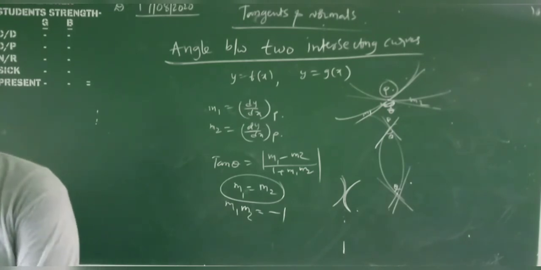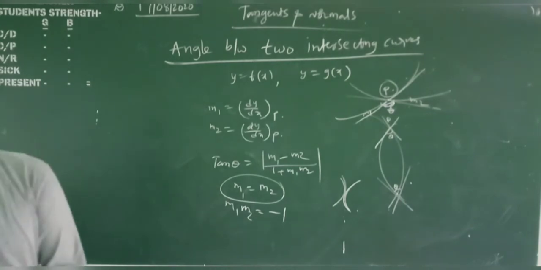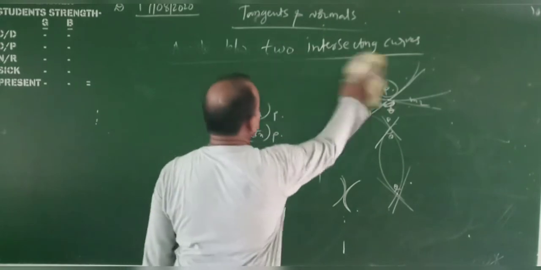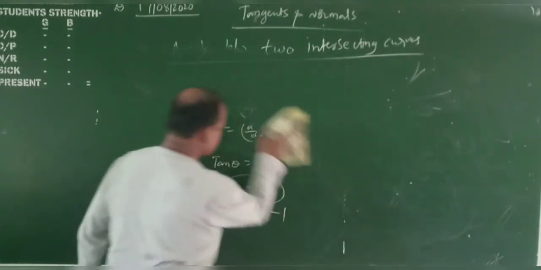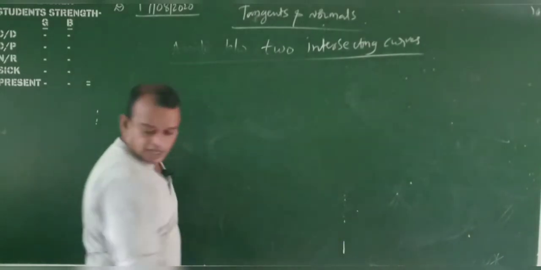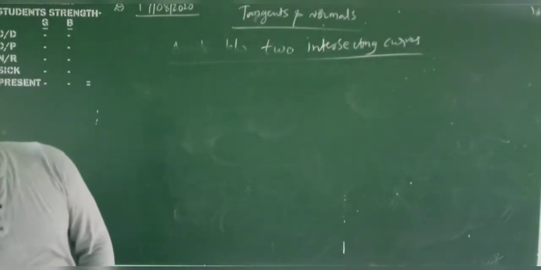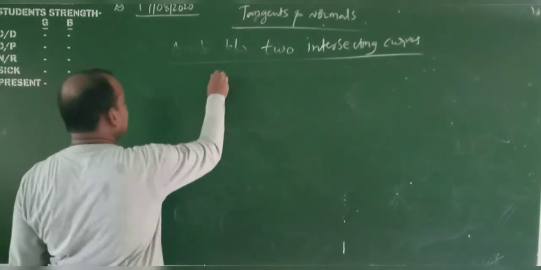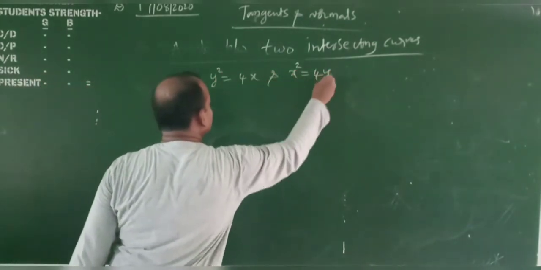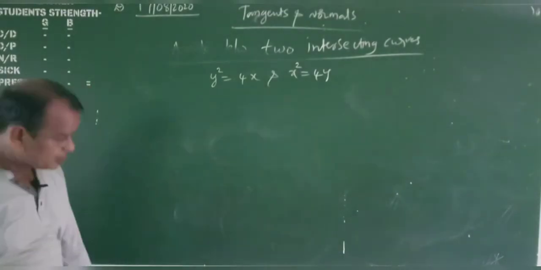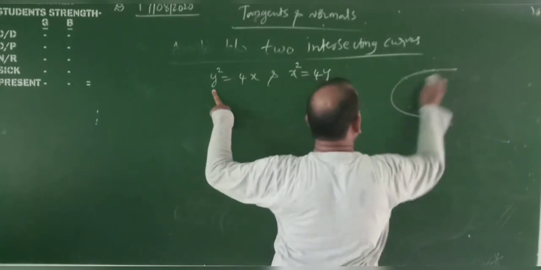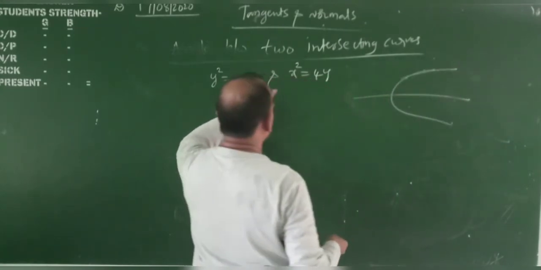Find the angle between the following curves: y square equal to 4x and x square equal to 4y. Find the angle between the curves. Y square equal to 4x, this one, and x square equal to 4y.